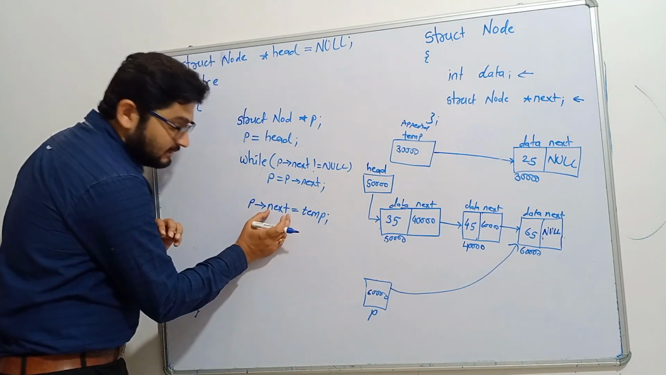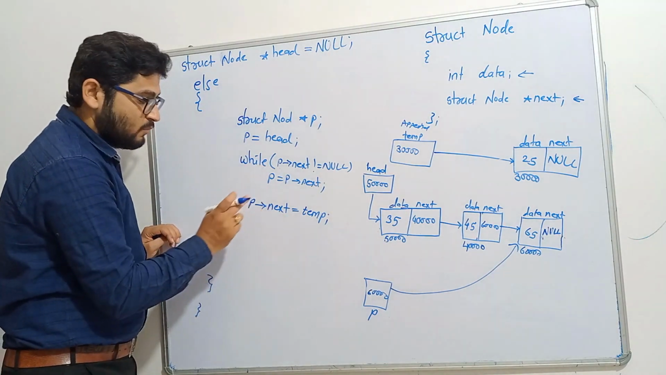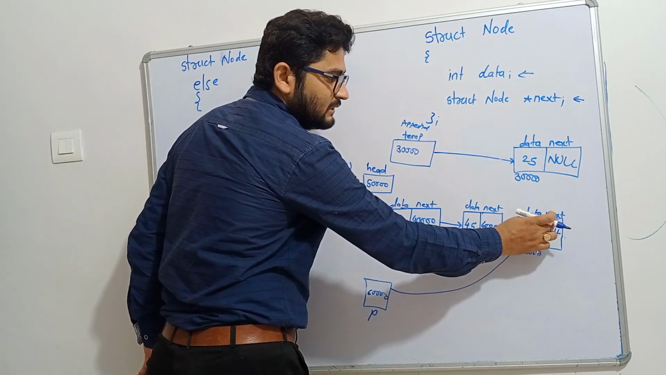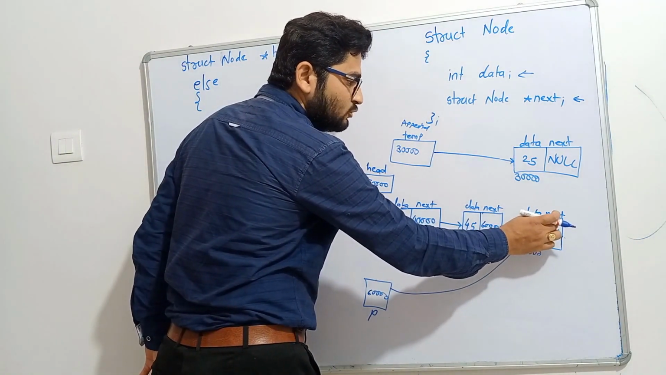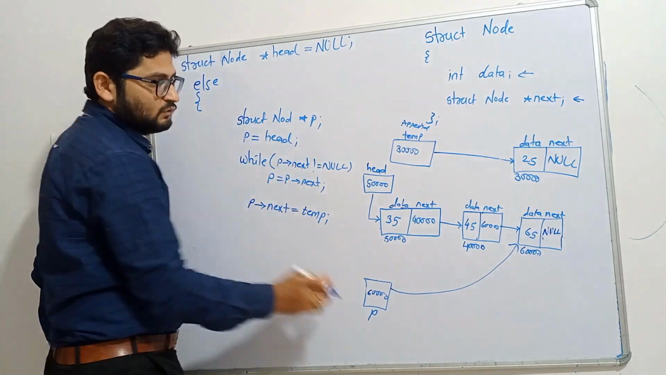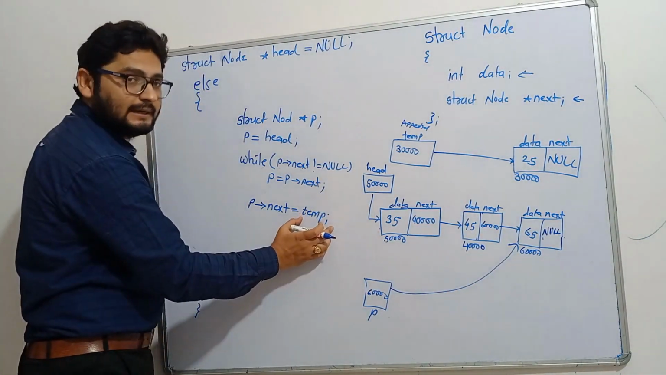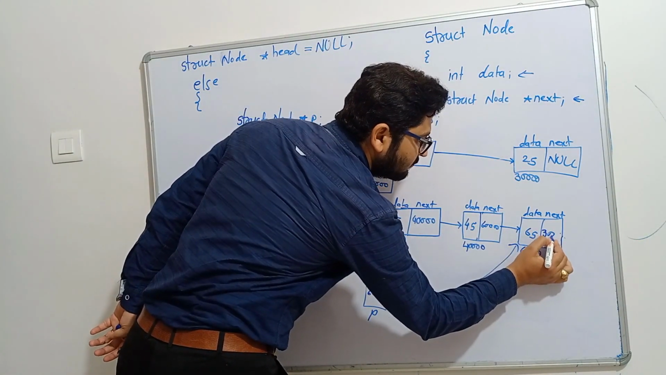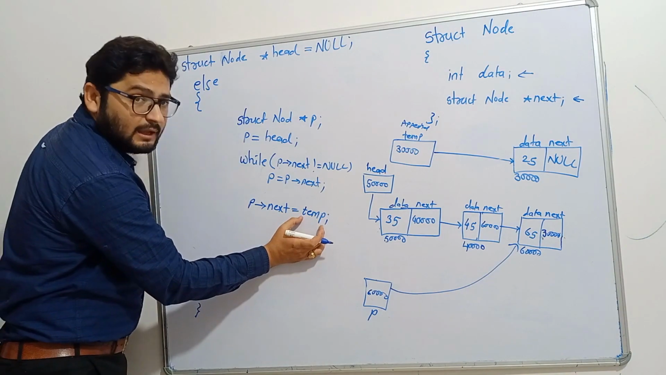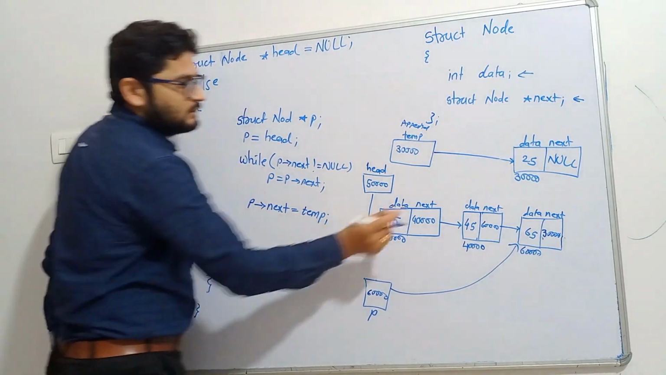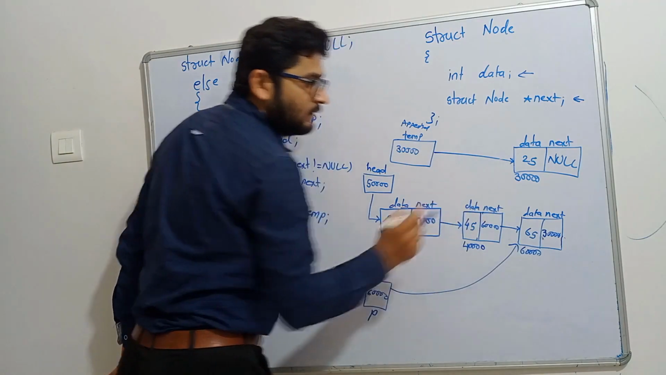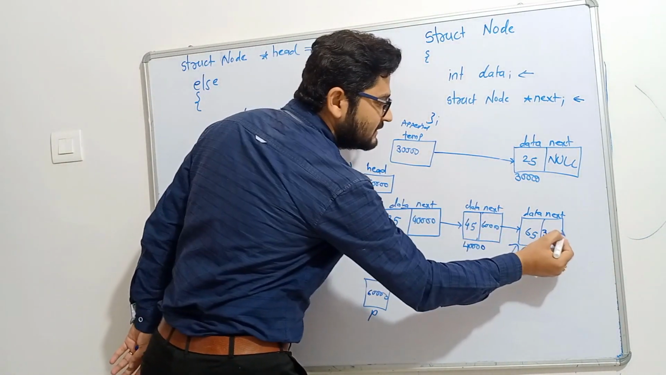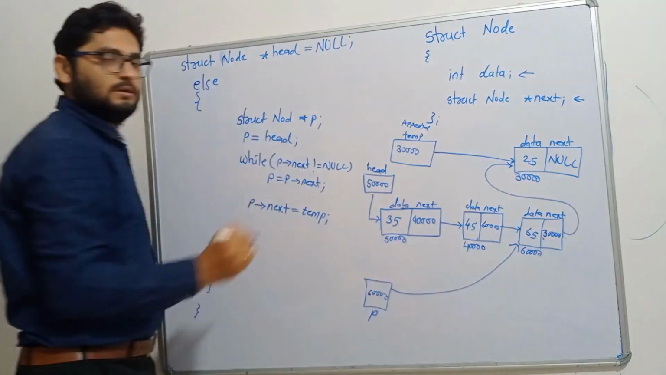P->next is the next of the node pointed by P. So P is pointing to this node, and the next of this node is nothing but this. And we are changing this next equal to temp. So this 30,000 will be stored over here. The value of temp is copied over here. Now this next is having 30,000. That means this next is pointing to this node.